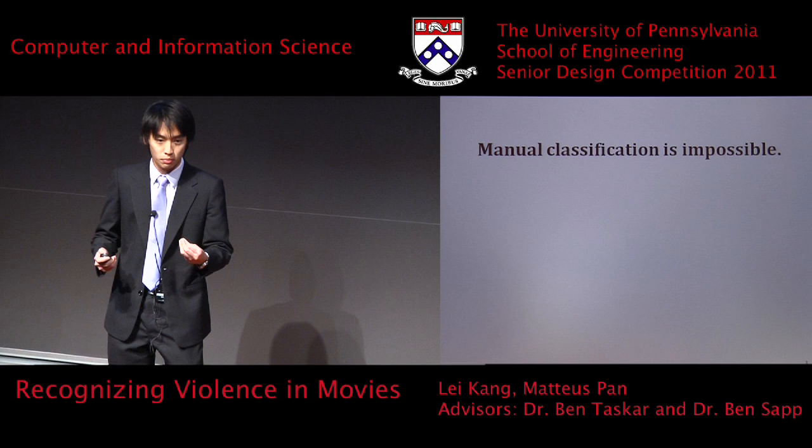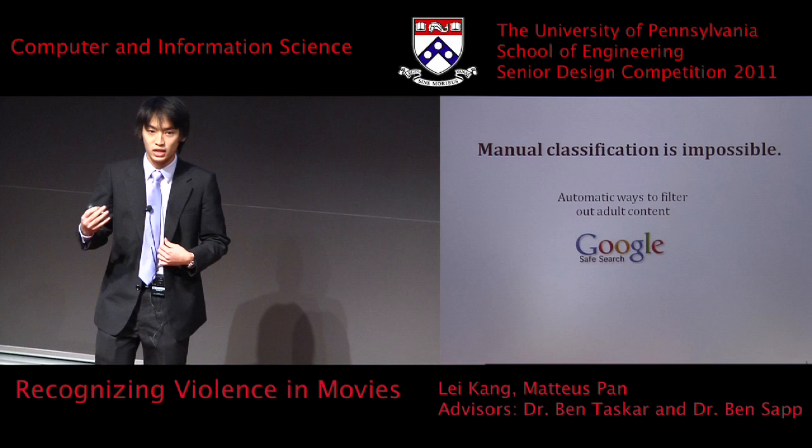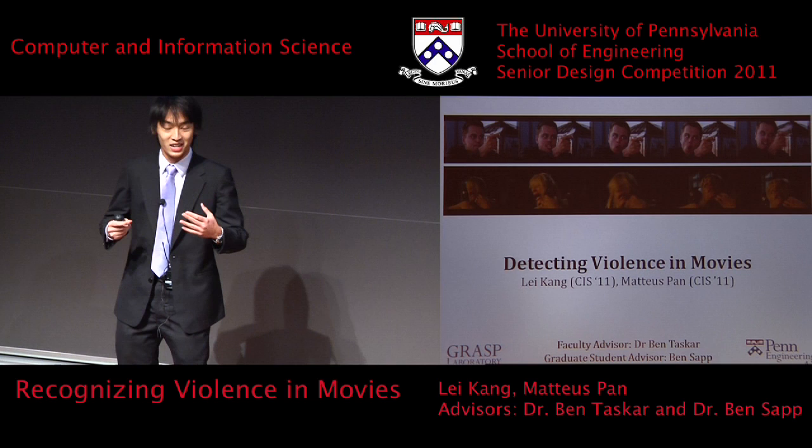And we see with adult content, we already have existing filter software. A very well-known one is Google Safe Search that automatically filters out adult content. However, we see that there's no real analog for violent content. And so based on that motivation, we present to you the result of many all-nighters and hundreds of hours of work, a system to automatically detect violence in movies.